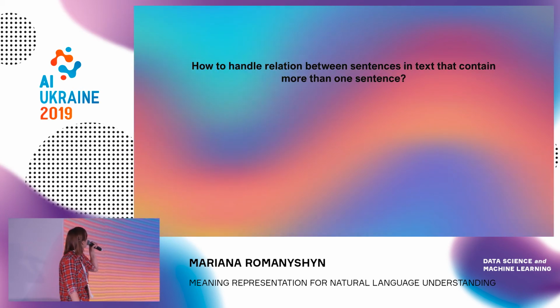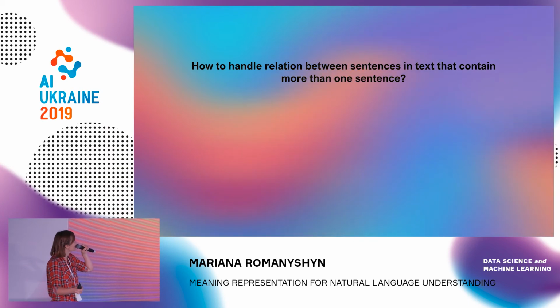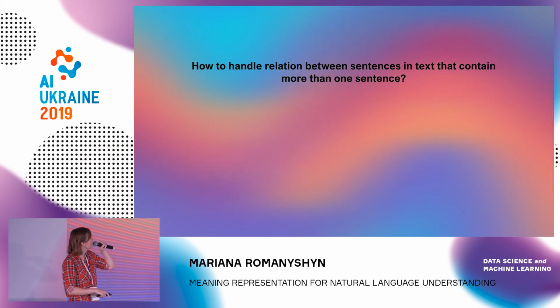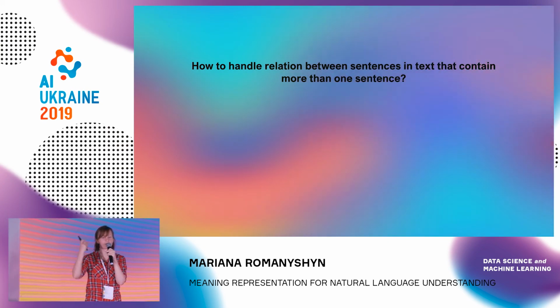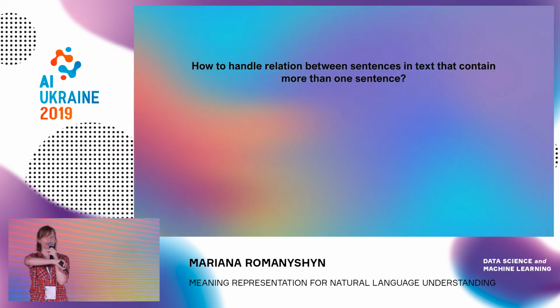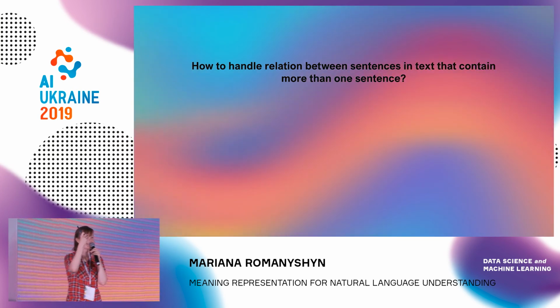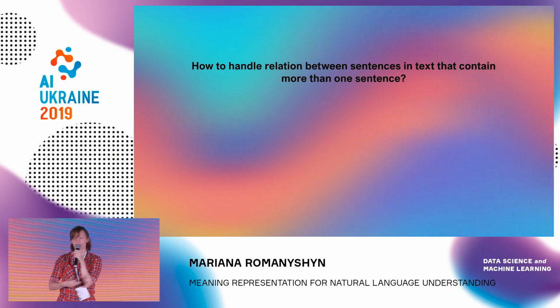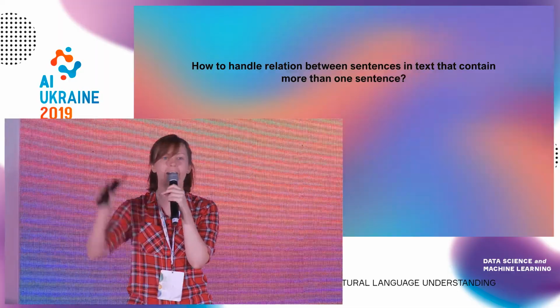Last question. How to handle relations between sentences in text that contain more than one sentence? Maybe you mean more than one clause. If you mean more than one clause, then you saw the example I was showing for natural language generation. You usually have a conjunction between them, right? So, because I like turtles and Yura likes cats, here you have two clauses in one sentence. You would have "and," the conjunction, in the focus of this AMR graph, and then two events described with subgraphs of this graph.